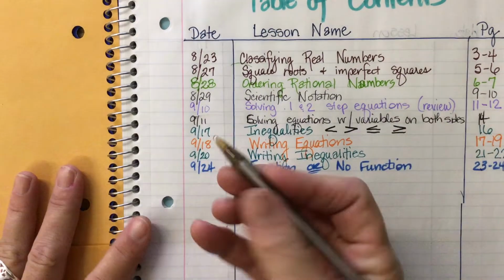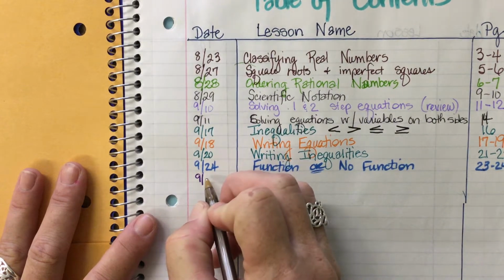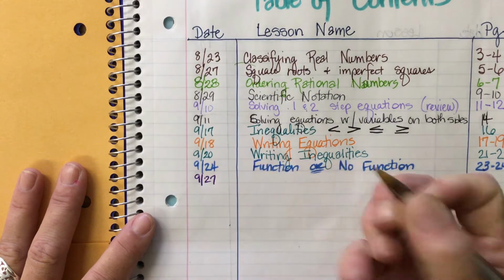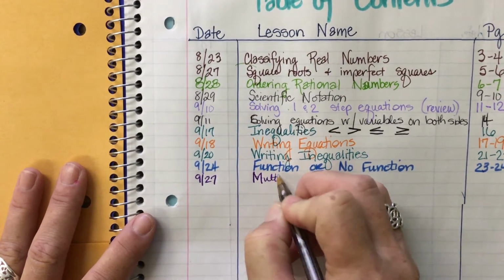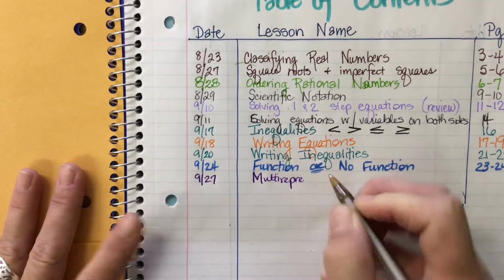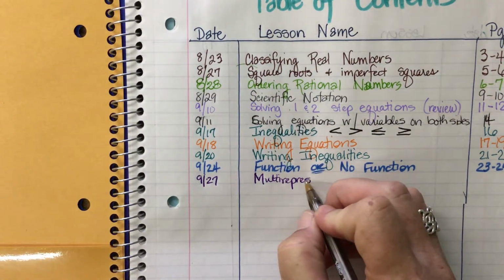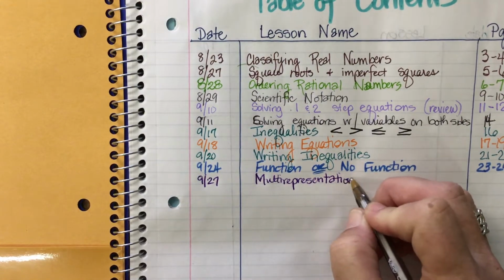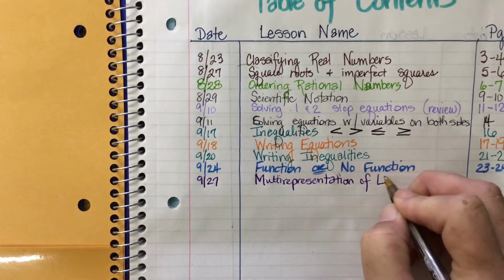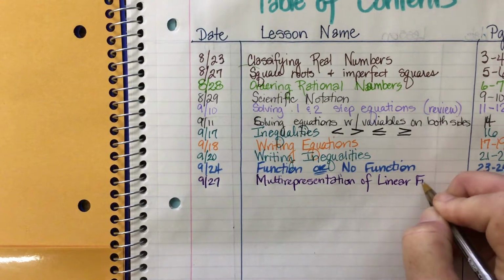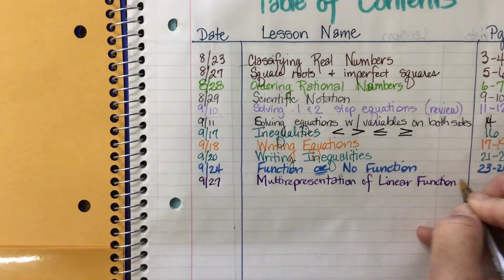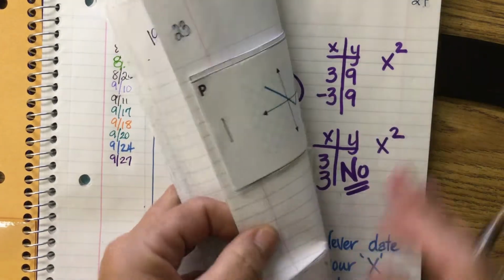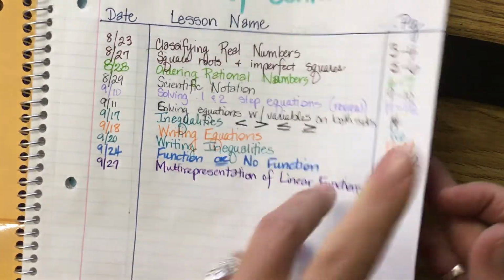Afternoon, 8th grade. Today what we are going to do, today is what is today's day? The 27th. We are going to do multi-representation. You learned how to recognize a function and whether it is not a function. Multi-representation, big word, of linear functions. Okay, so today what we're going to do is target specific functions and how to show the multi-representation of all of them.